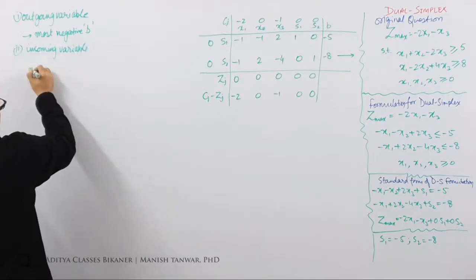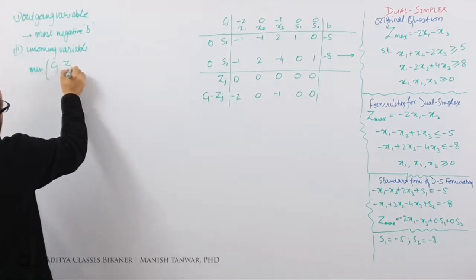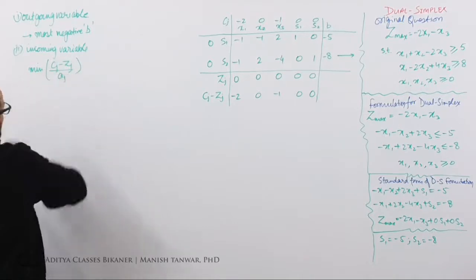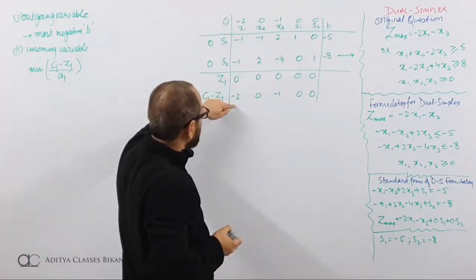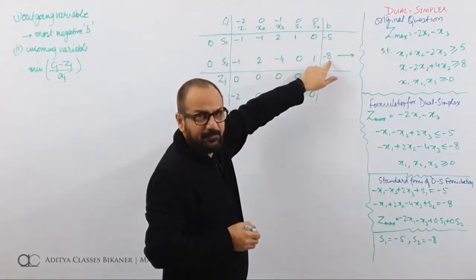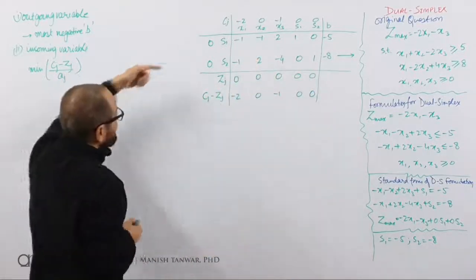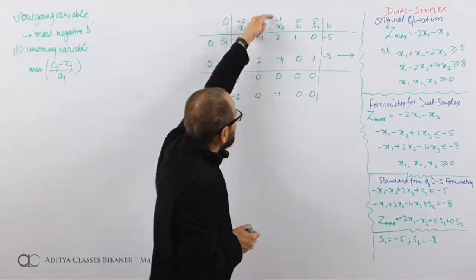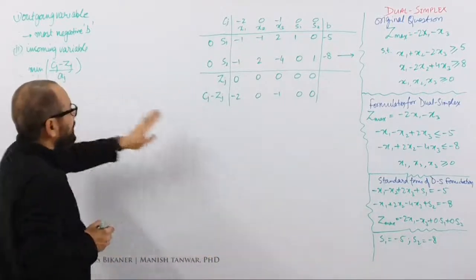How is the incoming variable decided upon? Minimum from Cj minus Zj divided by Aj. These are Aij values. So I have my outgoing variable, so these will be my effective A values. So Cj minus Zj divided by the respective A. Let us find out these values.